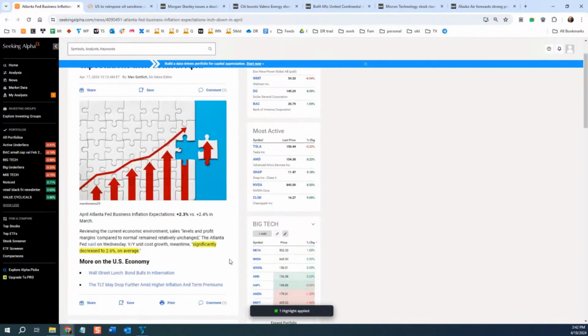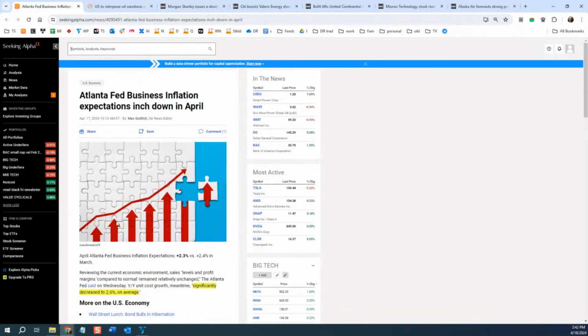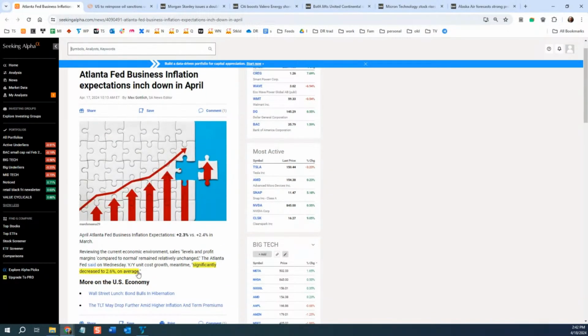This was something though that is maybe a little bit of a ray of hope. They said in the Atlanta Fed, business inflation expectations were lower than expected, and unit cost growth significantly decreased. So again, there is that idea that we see hotter CPI at the beginning of the year, and then it moderates. Now this is actually for the month of April. So remember, data comes out in April, and some of it's April data, some of it's March data, and even some of it's February data. So you just want to realize where exactly you are.